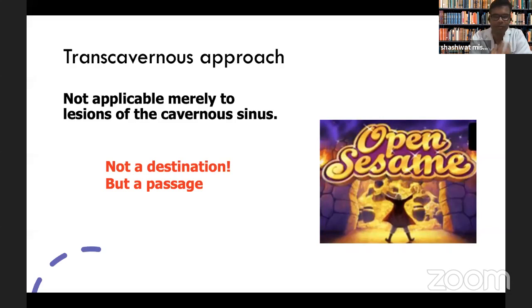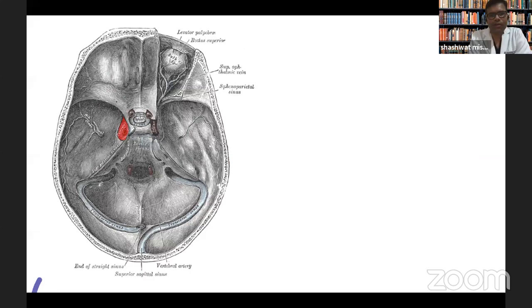The application of the transcavernous approach makes those areas of the brain that are inaccessible through the trigonal approach more accessible to us. So this is an overview of how the trigonal approach is helpful and how the transcavernous approach adds to its scope. This is the trigonal approach as described by Professor Yasargil, and it is applicable to a huge variety of lesions extending from the anterior cranial fossa to the middle cranial fossa.